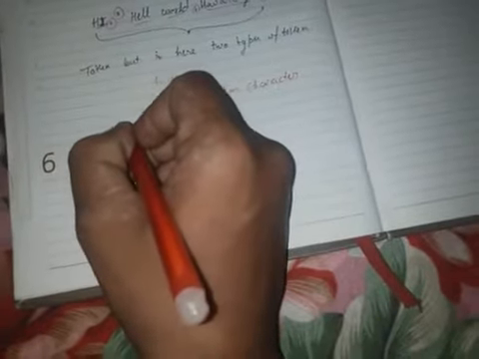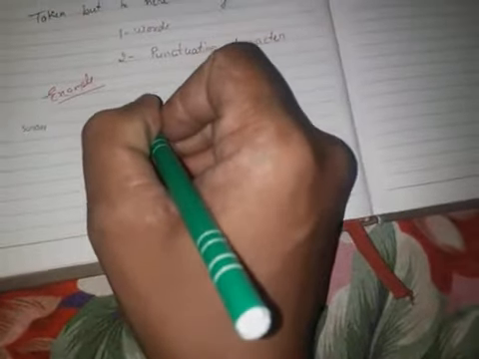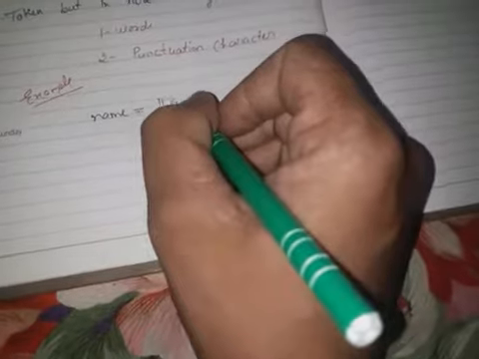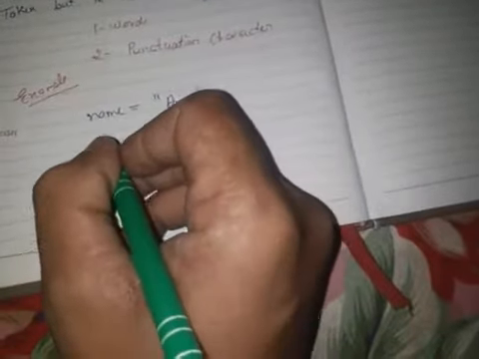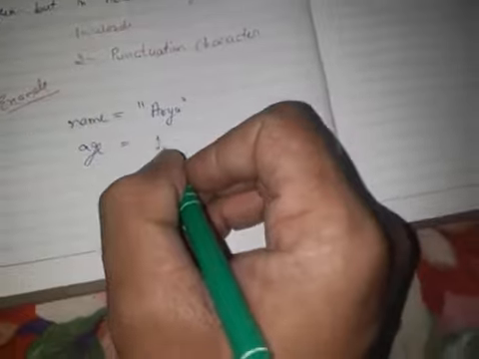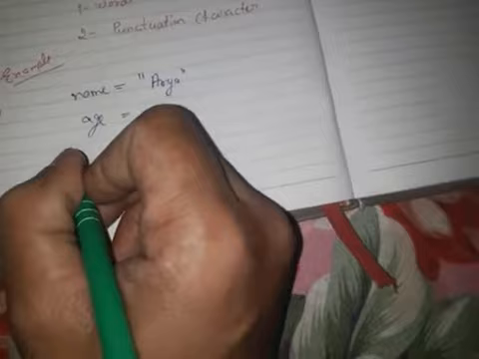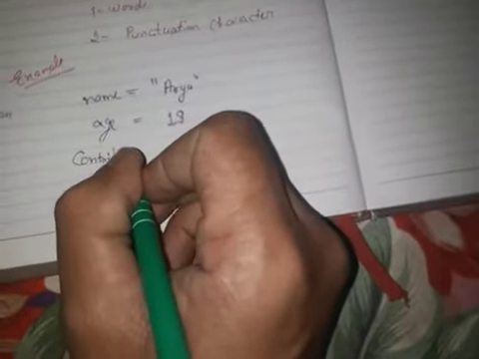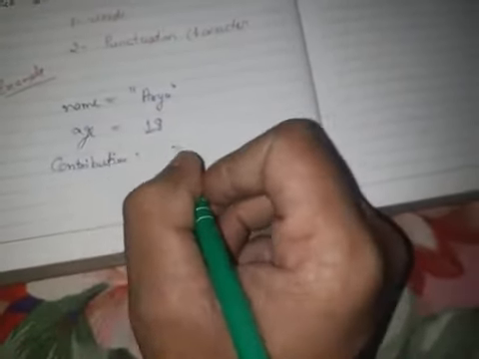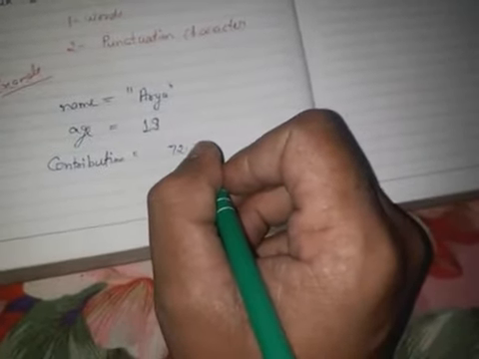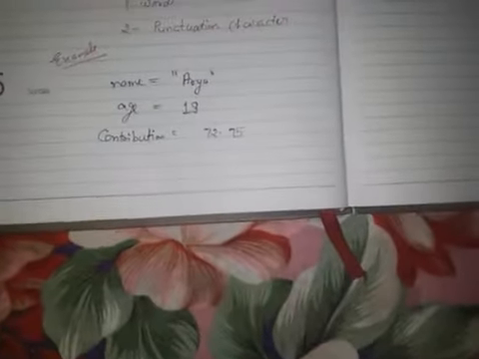Now we take one example of Python so we clearly know about the tokens. We have to take one variable and value. The variable is name and the value is arya. The second variable is age, equal to 19. And contribution, as an example, is 72.75. Okay, so now I am telling you about your tokens.